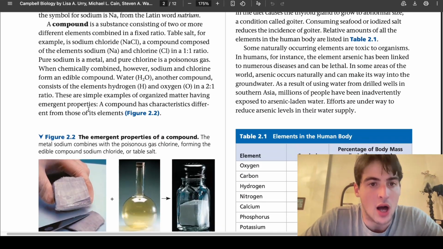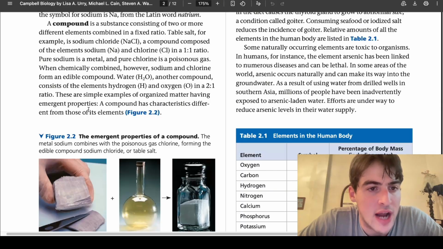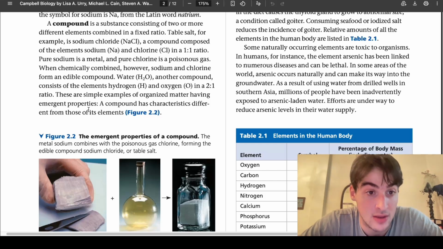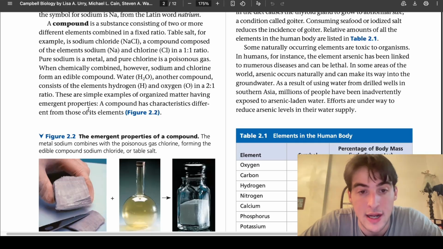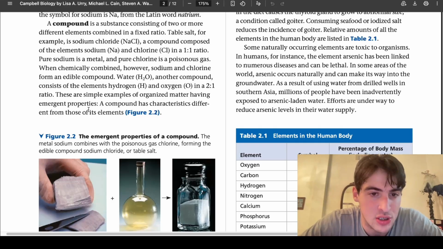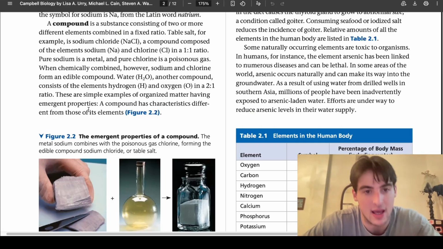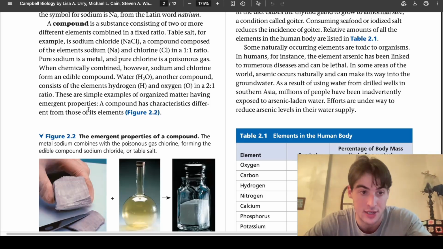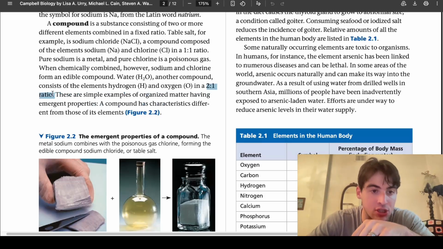That makes sense. A compound is a substance consisting of two or more different elements combined in a fixed ratio. Table salt, for example, is sodium chloride, NaCl, a compound composed of the elements sodium and chlorine. Okay, in a 1-to-1 ratio. Pure sodium is a metal and pure chlorine is a poisonous gas. When chemically combined, however, sodium and chlorine form an edible compound. Water, H2O: it's H2 because it's 2 hydrogen atoms and O because it's 1 oxygen atom. So there's a 2-to-1 ratio here. Makes sense.